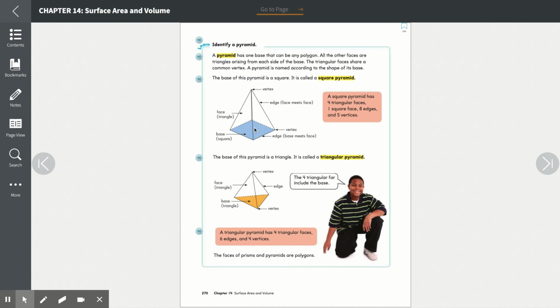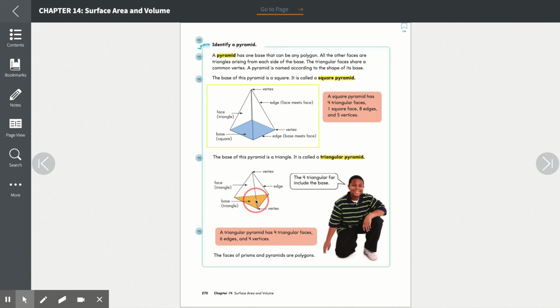The base of this pyramid is a square, and it's called a square pyramid. A square pyramid has 4 triangular faces. So 1, 2, 3, 4 triangular faces, 1 square face at the bottom, 8 different edges where the shapes connect, and 5 vertices. So it's got the vertex at the top and then a vertex at each of the bottom edges.